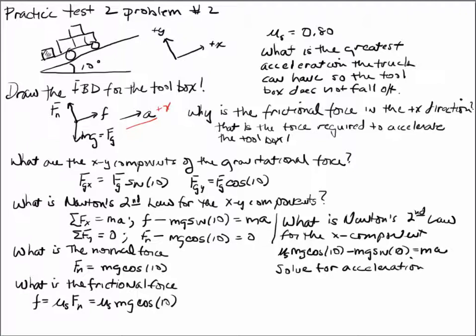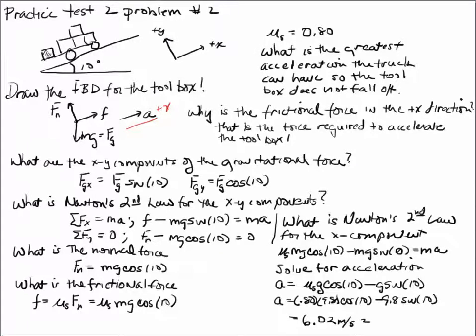Let's solve for the acceleration. Solving for the acceleration, I can get it in terms of the coefficient of static friction times a gravitational term associated with the normal force, and of course the gravitational force associated with just the weight of the object. Finishing out, just plugging in the numbers, I get 6.02 meters per second squared.